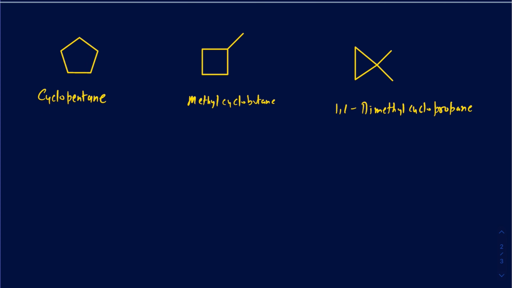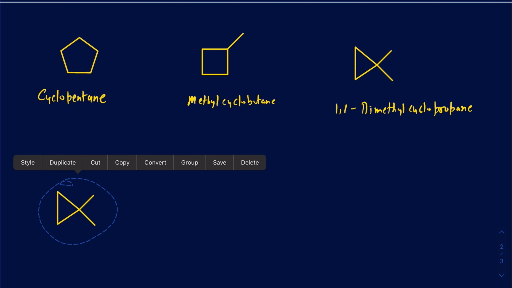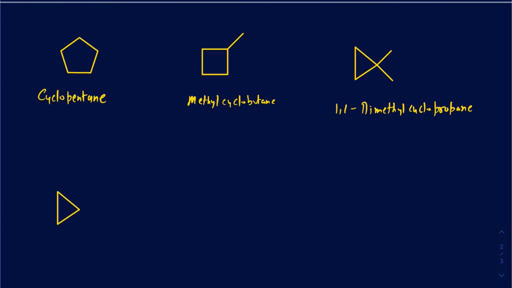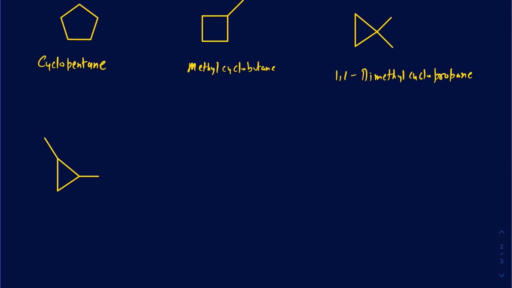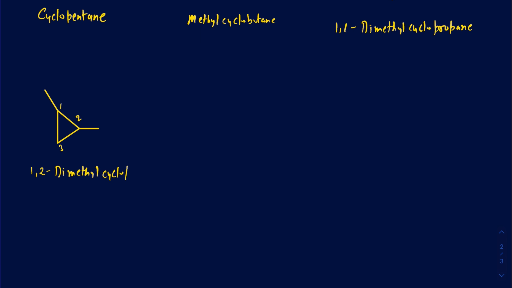Now, what else can I do? I could go ahead and start changing the position. So instead of having both of the methyls on the same carbon, have one on one carbon and another one on the other carbon, something like this. The name for this one would be, I can start counting from any one of those carbons that is bearing the methyl group. So maybe 1, 2, 3. So that would be 1,2-dimethylcyclopropane.